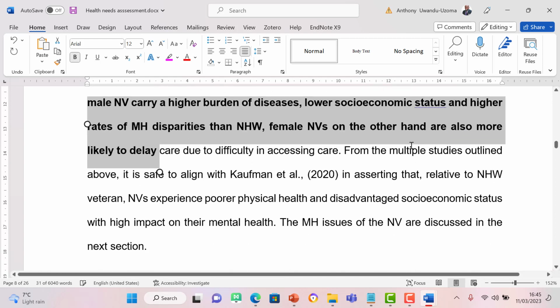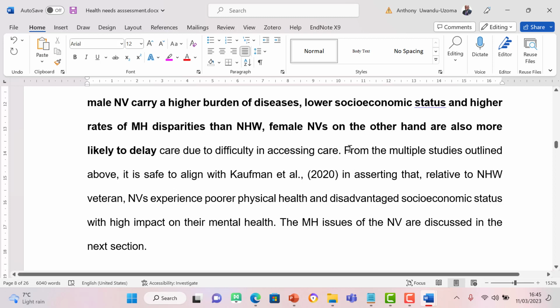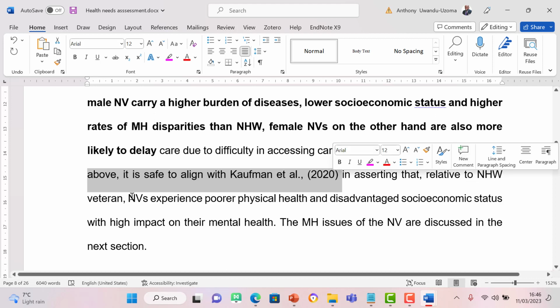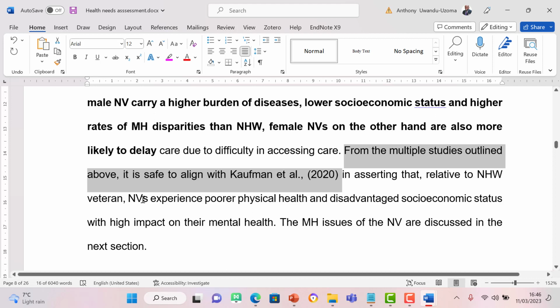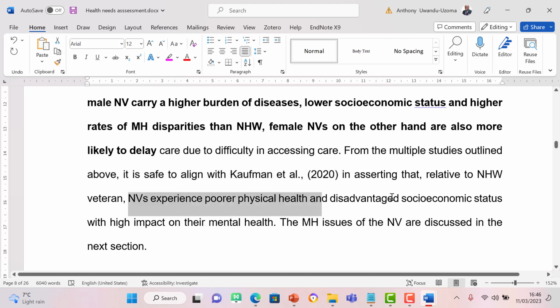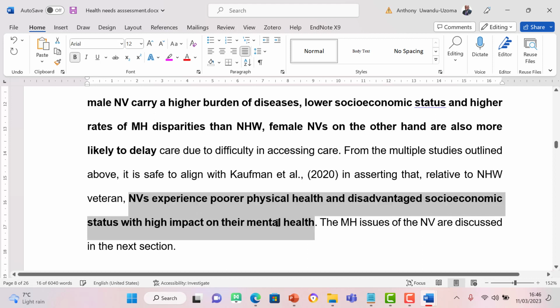Okay. Now, from the multiple studies outlined, it is safe. So you can see how the author now chose one of them. So now, from the multiple studies outlined, it is safe to align with Koofman et al. in asserting that, relative to the general population, these NVs, that's the study population, they experience poorer physical health and disadvantaged socioeconomic status with high impact on their mental health. So these mental health issues are discussed in the next session.